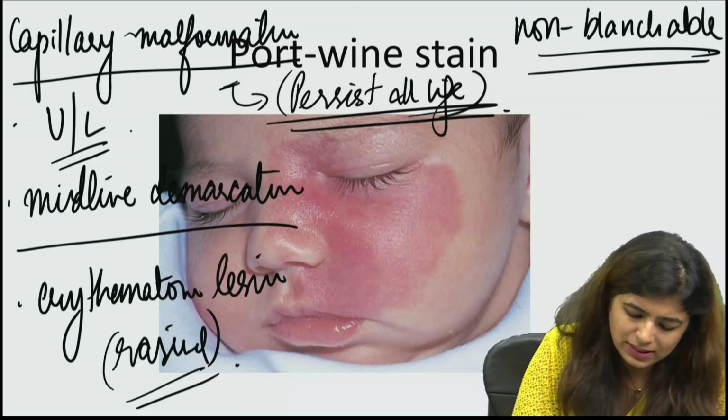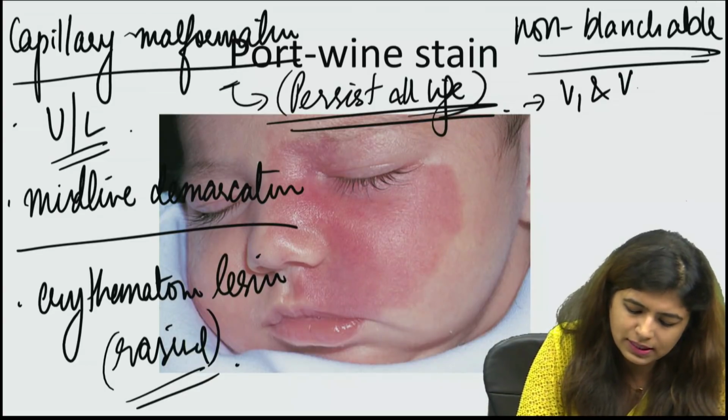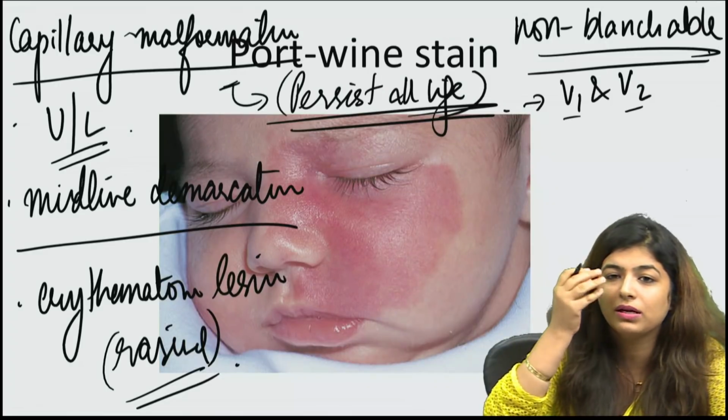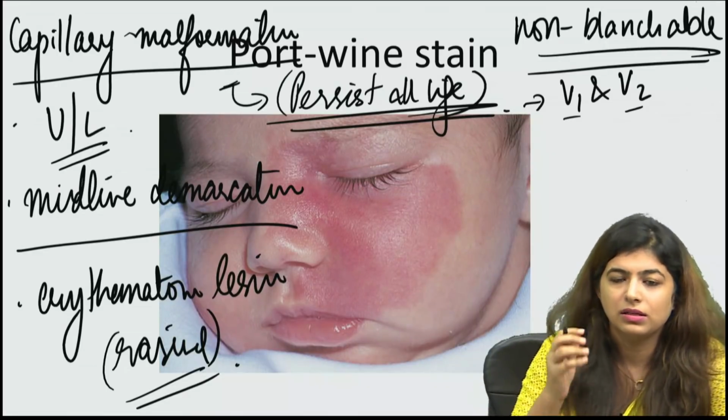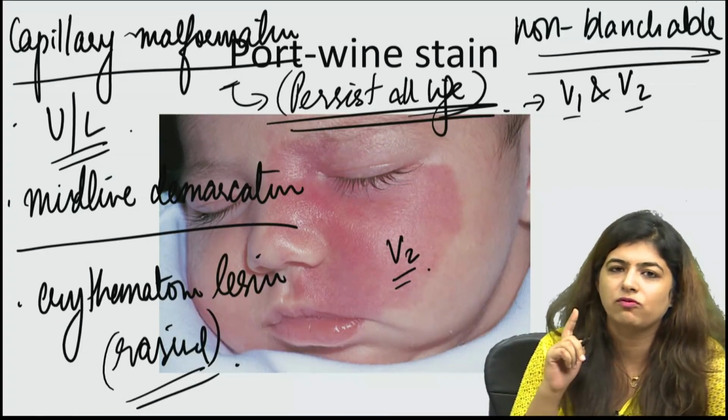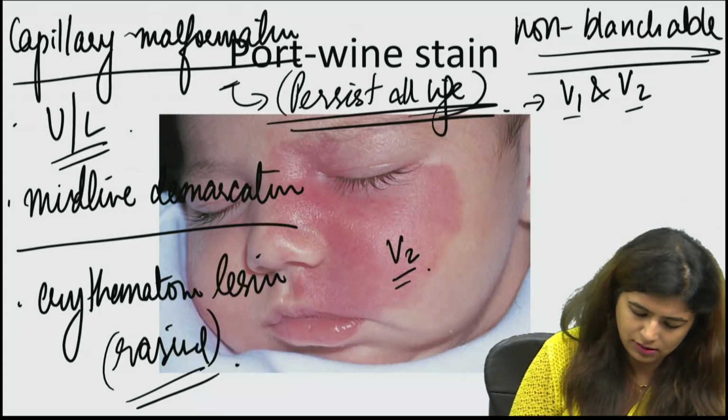One more point with port wine stain is, what is the site? The most common sites are V1 and V2, supplied by the trigeminal nerves. So V1 is the ophthalmic, V2 is the maxillary. This one is a V2 site. So these are the most common sites for port wine stain.